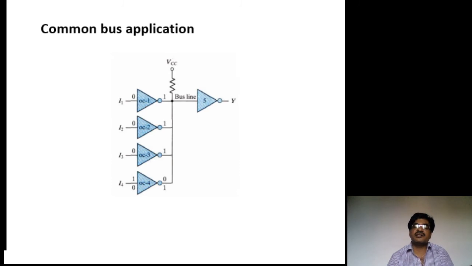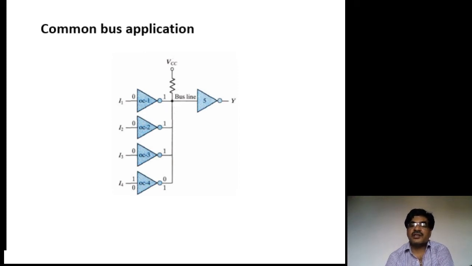Another application is that with open collector gates you can share a common bus to transmit data. In this example I am taking 5 NOT gates. The first 4 NOT gates are in the open collector mode, supplying data to the 5th NOT gate. Here is the common bus. The outputs of all the open collector NOT gates are tied here. You know that when open collector outputs are joined, that junction point acts as an AND gate.